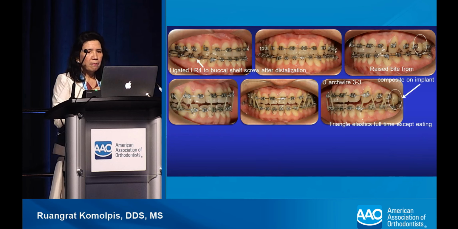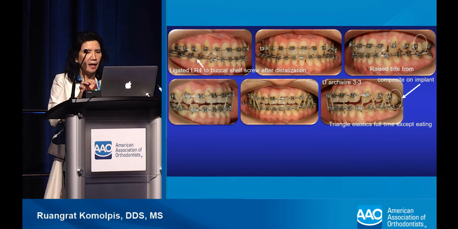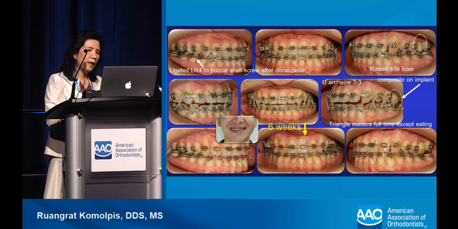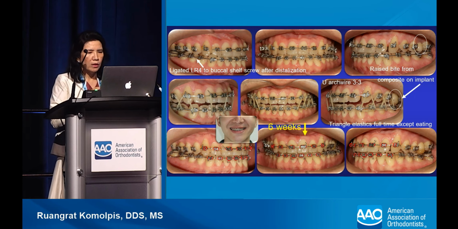The first row is the bite after leveling and alignment. Then we would like to extrude the whole maxilla teeth because we want to show anterior teeth when he smiles. So I added some composite resin on the small upper left 6 implants to raise his bite, and then we run triangle elastic to the upper teeth and had only 3 to 3 upper wire. In 6 weeks, we got this whole upper arch extruded. The patient was very compliant.